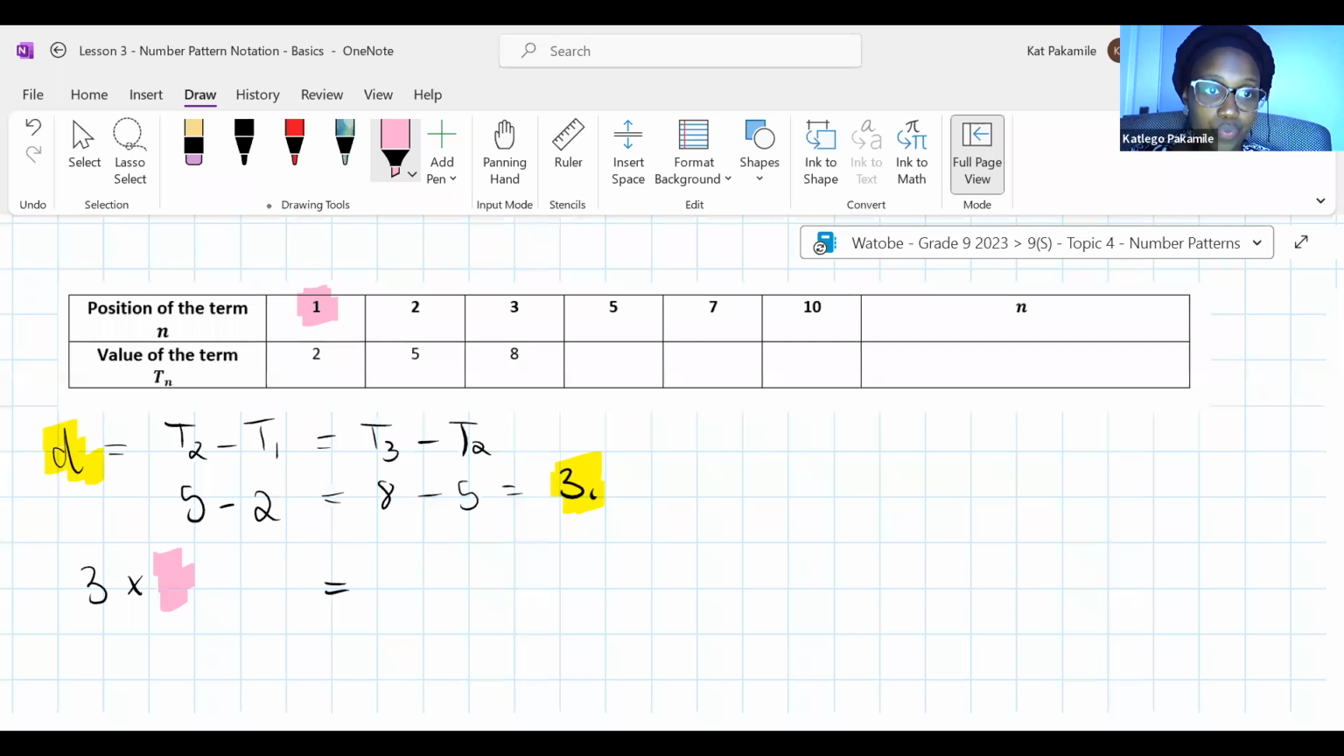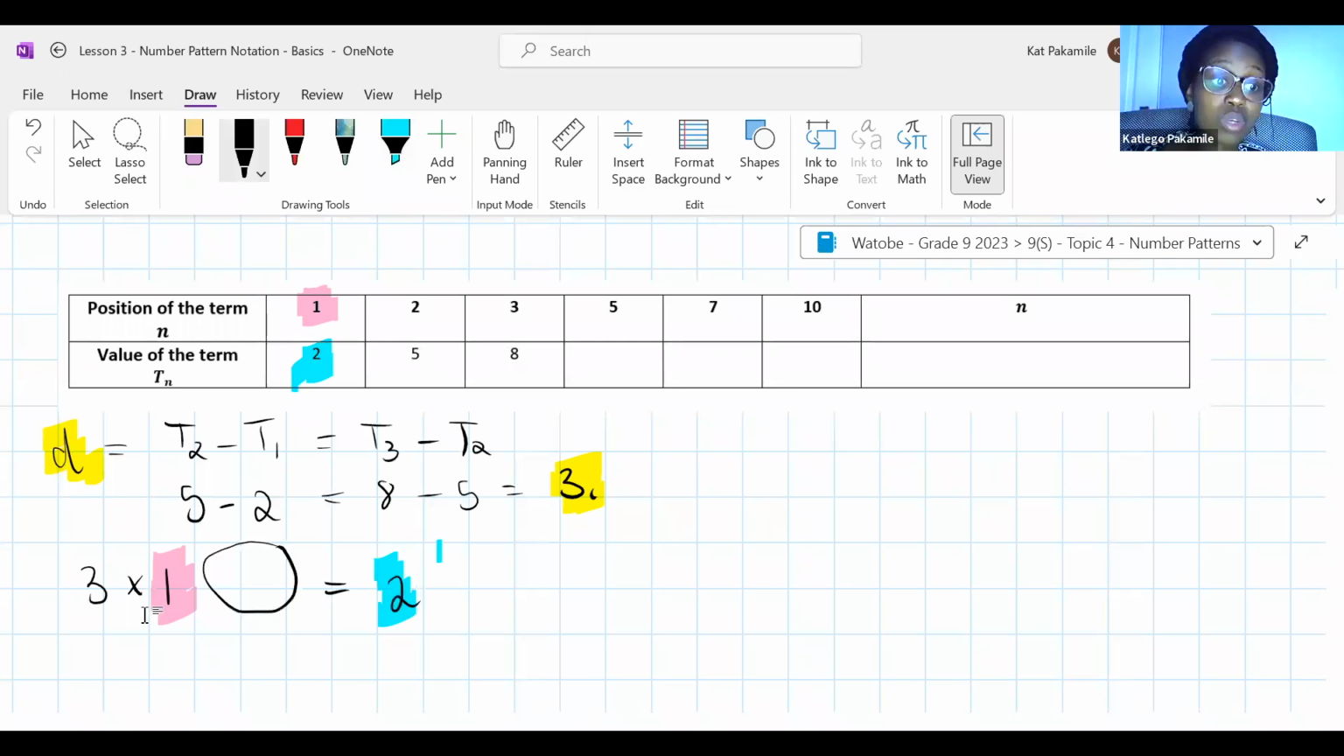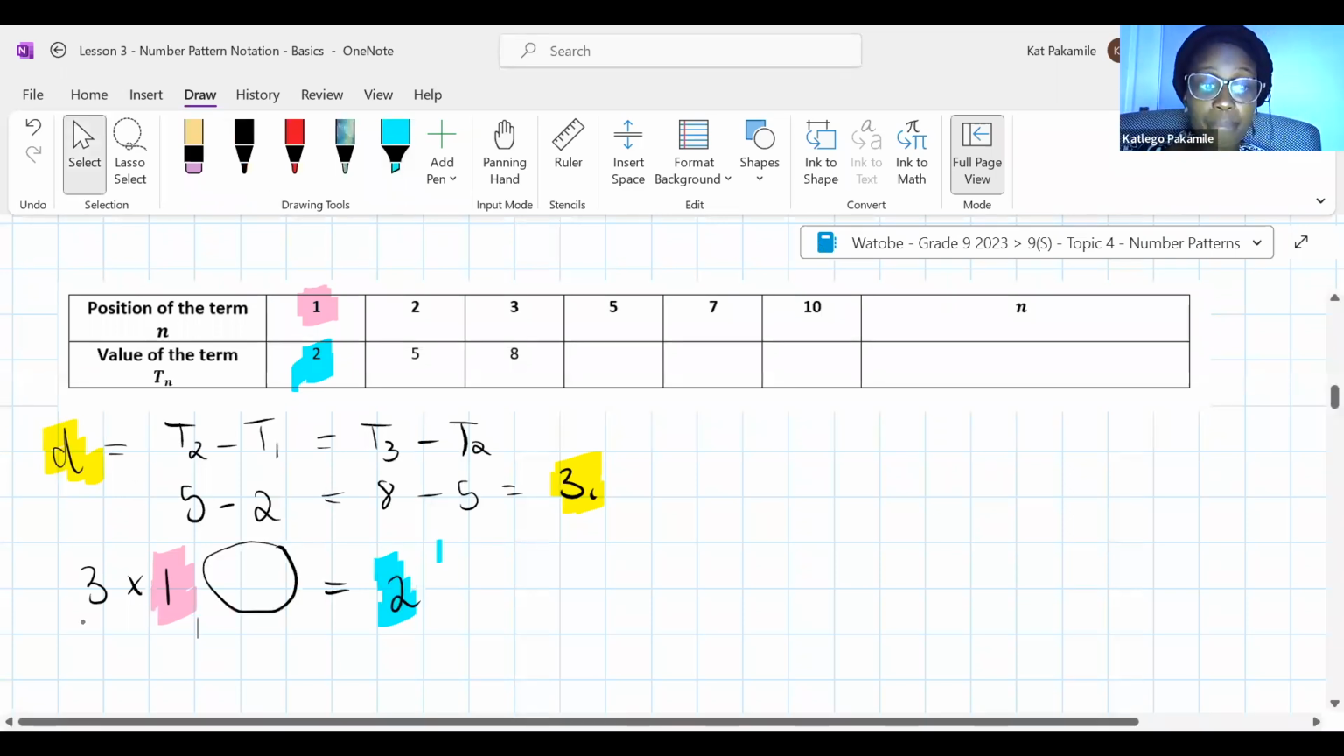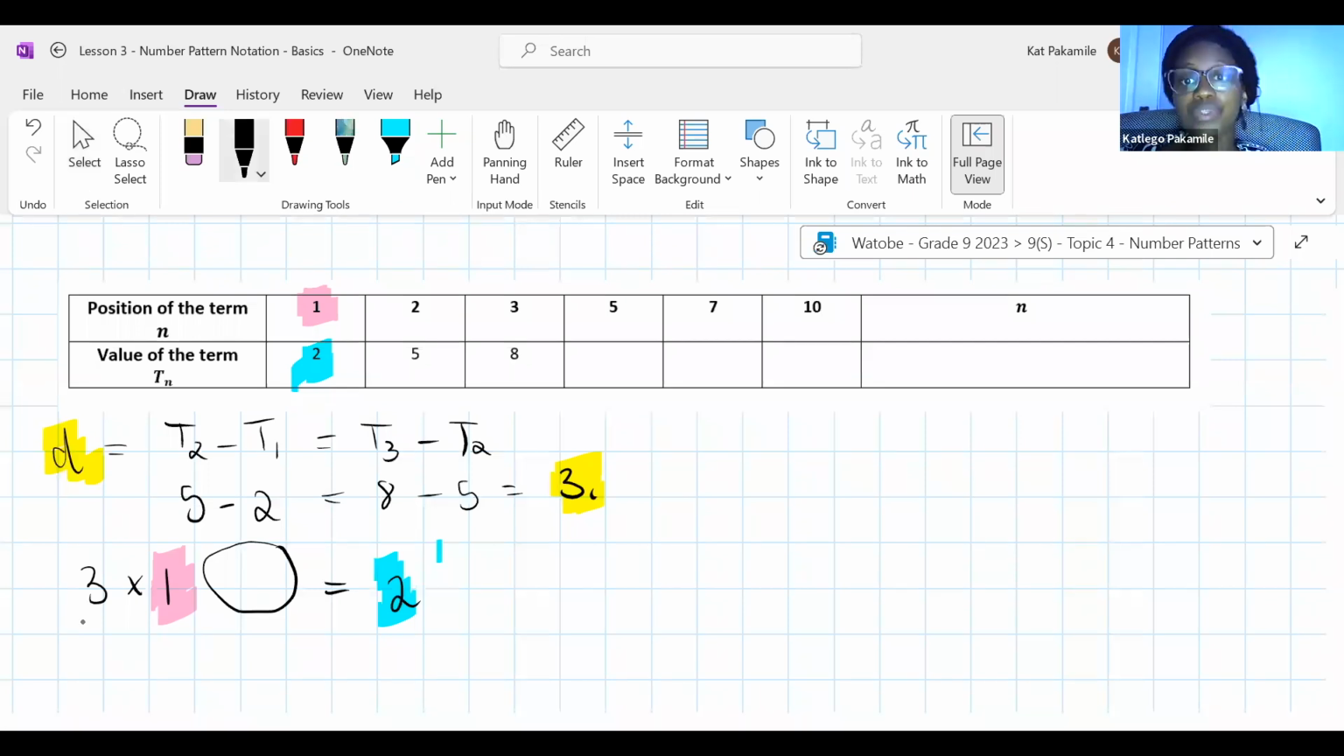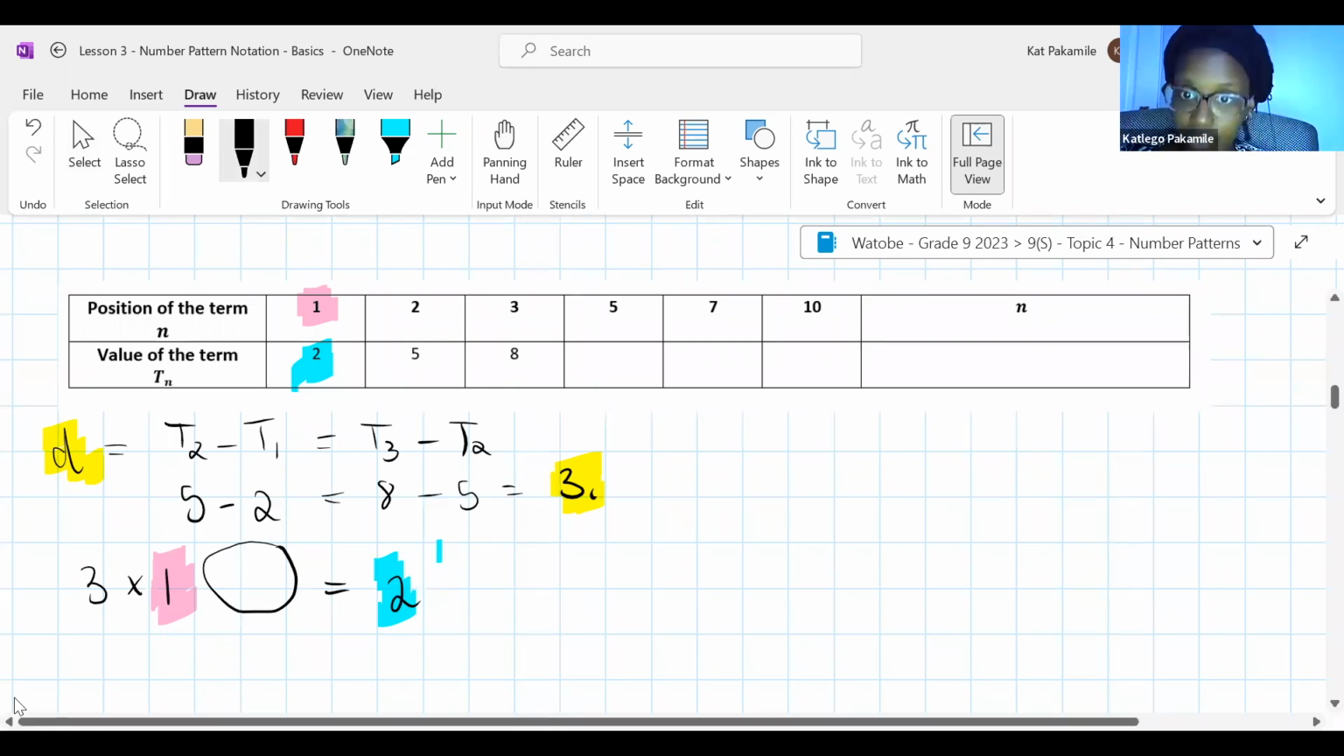So if I say 3 times 1, and I want an answer of 2, I still need to do something over here, right? Because 3 times 1 is definitely not 2. Tell me what I need to do between the 3 times 1 and the 2. Yes, Tammy. Uviwe. Yes, guys. That is beautiful, Emmanuel. Yes, guys, so we have to subtract 1 in order to get to 2.